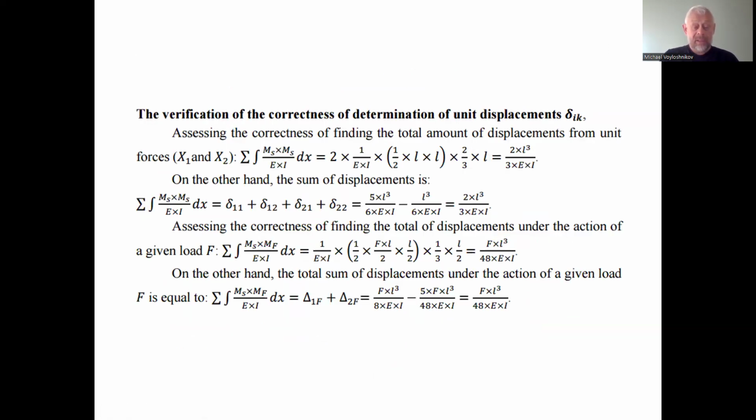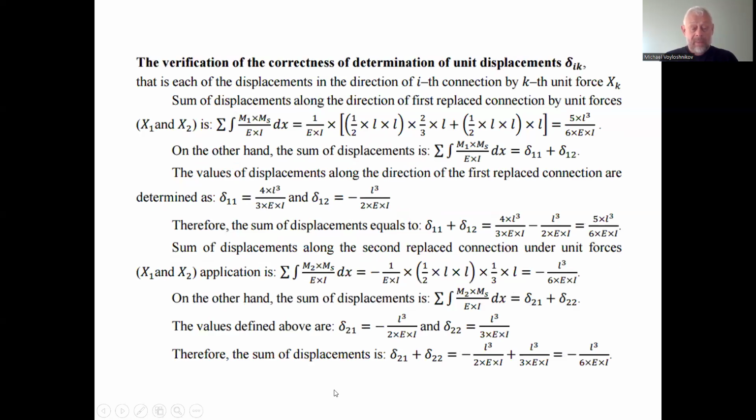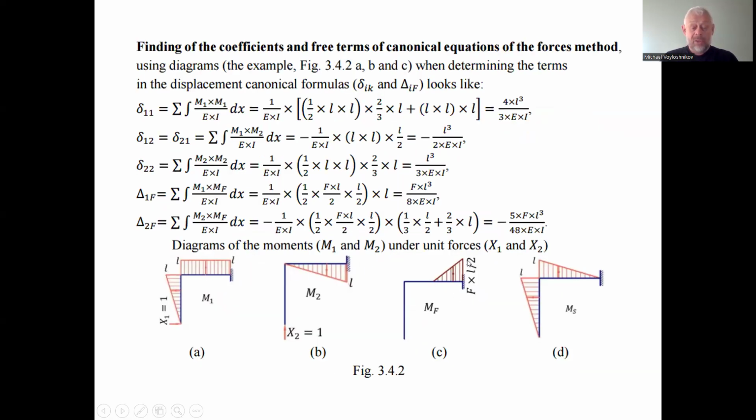And we can find it using the Vereshchagin rule. We can also use the trapezoid rule, Simpson rule, or other approaches, or just an analytic determination of the product of the diagrams. But the very usable one is the Vereshchagin rule: we consider the area of the action of the external load diagram and the area of the bending moment diagram, and multiply this by the ordinate at the definite point of the center of area of the bending moment diagram of the assigned external load.